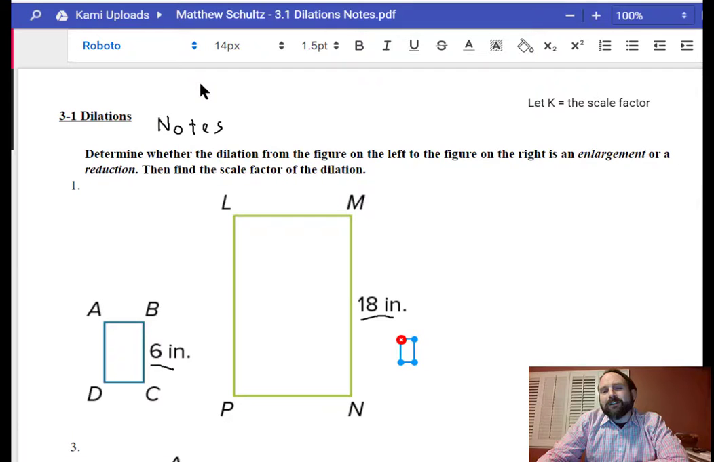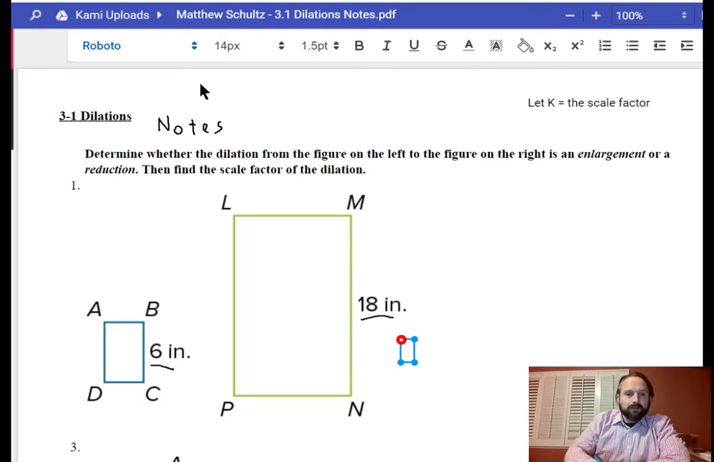Hello everyone, we're going to talk about 3-1 dilations, more specifically the notes to it. So we have to figure out how this dilation is affecting the original object. Is it enlarging it? Is it reducing it? And what is the scale factor to that?